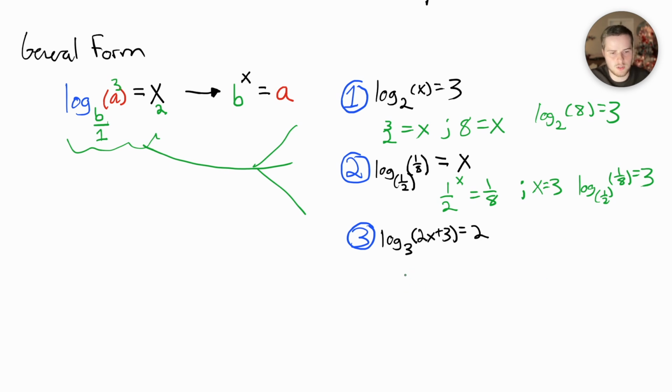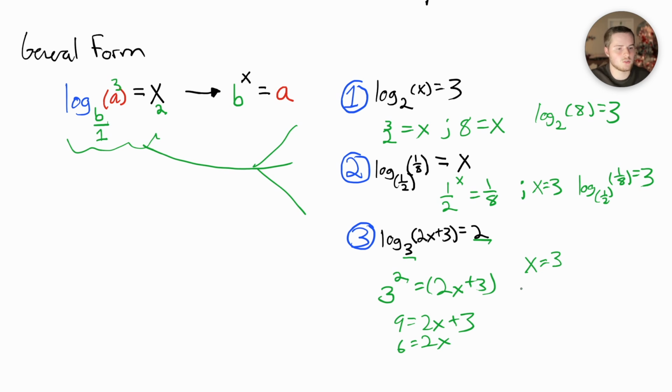And then for this last one, we have some algebra that we're going to be applying. Either way, we start the same. Take the base, take the exponent of what we're setting it equal to, and we're going to set it equal to the parentheses, which is 2x plus 3. So this is saying that 9 equals 2x plus 3. Subtract 3 from both sides, 6 equals 2x. And this is saying that x equals 3. 6 divided by 2 is 3.